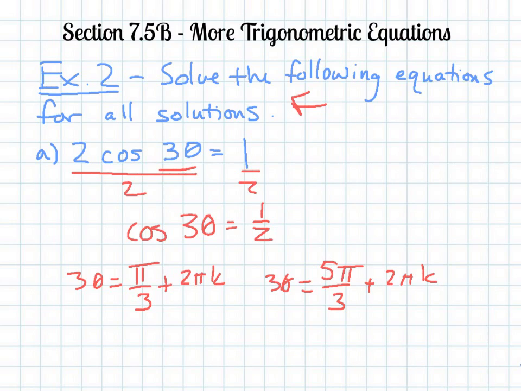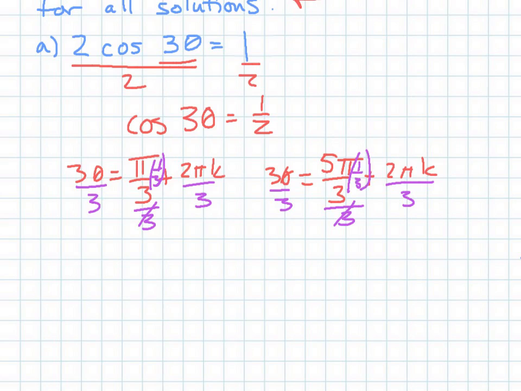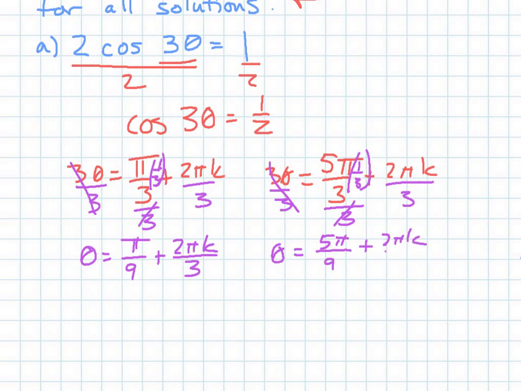Alright, so then here I want to be able to get my theta by itself like we did in the previous problems. So I'm going to divide everything by 3. Know that for your fractions, it's the same thing as multiplying by a third. Okay, so then the 3's on the thetas cancel out, so you're left with theta equals pi over 9 plus 2 pi k over 3, and theta equals 5 pi over 9 plus 2 pi k over 3.